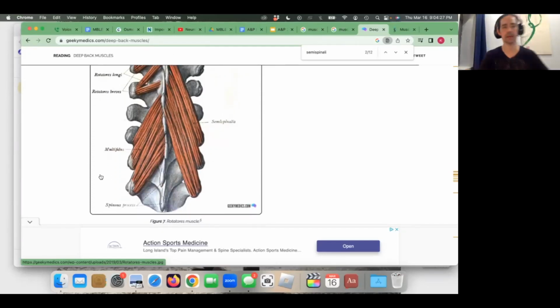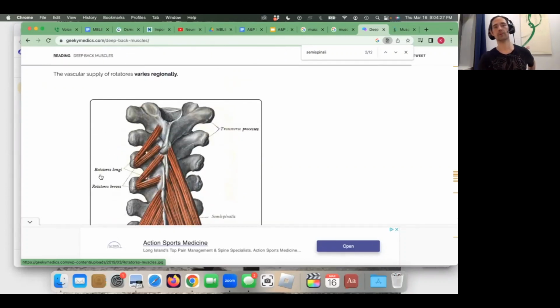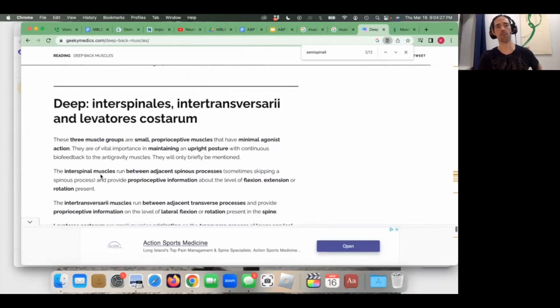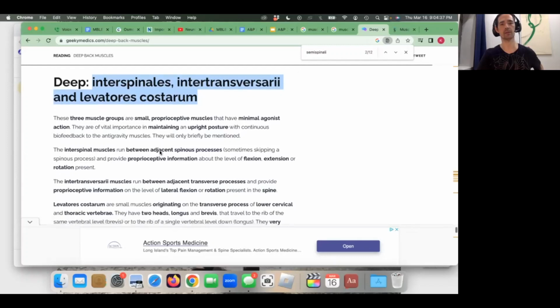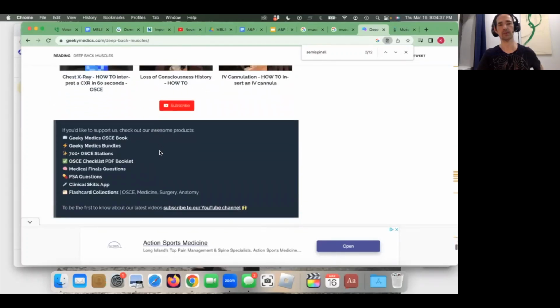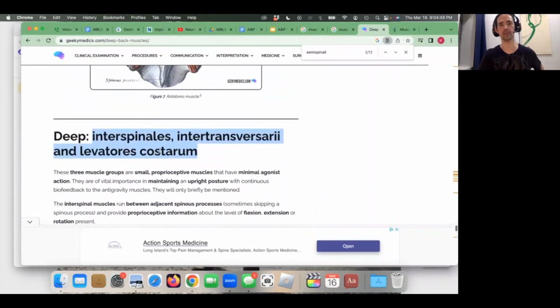Okay, multifidi and rotatores we just covered. Interspinalis, intertransversarii, and levatores costarum. I'm not familiar with these muscles, so I'm not going to spend any time on them. As a matter of fact, it looks like they're not even giving them a diagram.